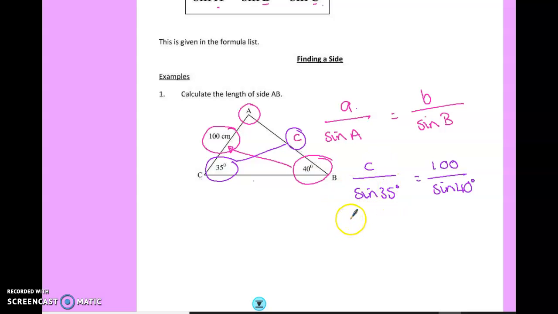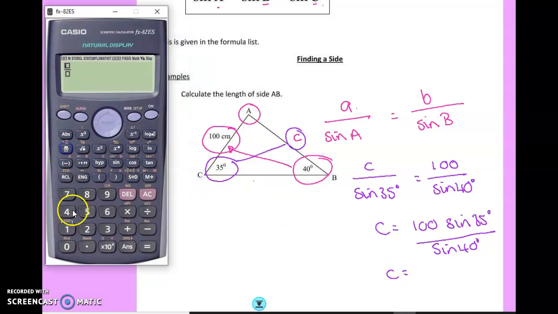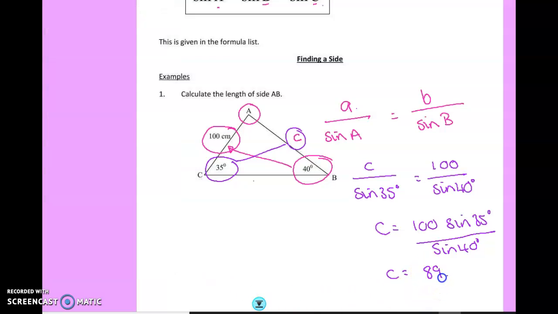Here we're dividing by sine 35. The opposite of dividing is multiplying. So we get 100 sine 35 over sine 40. Let's type that into our calculator, which is 89.2 centimetres.